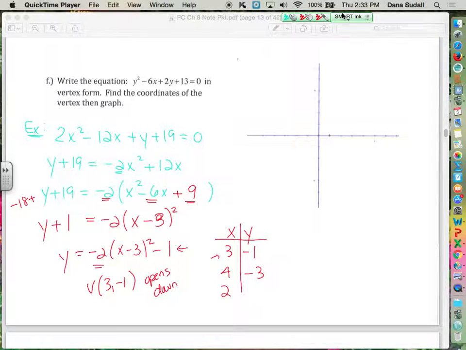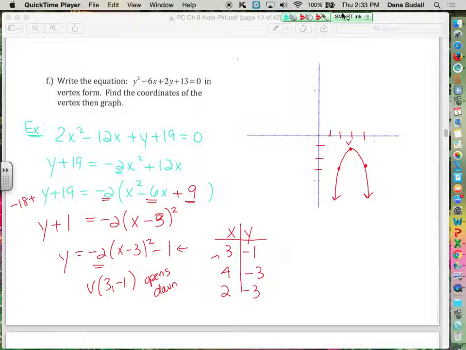Now if I plug in 2, I'm going to do the same thing. It would be 2 minus 3, which would be negative 1 squared, which is 1. So negative 2 minus 1 would give me negative 3. And then we could graph that. So my vertex is at 3, negative 1. Opens downward. So 4, negative 3 is another point that's on the parabola, and 2, negative 3. And you can see the parabola opens down. It's a little bit narrower because of that negative 2 out in front.